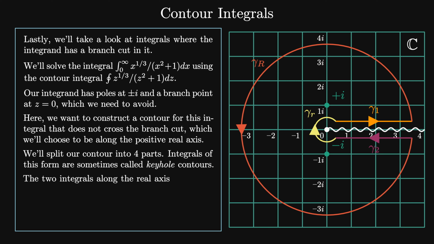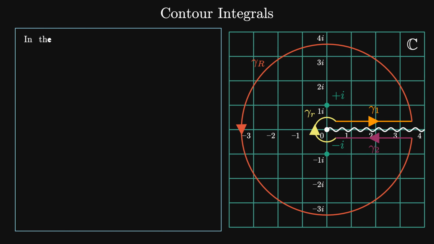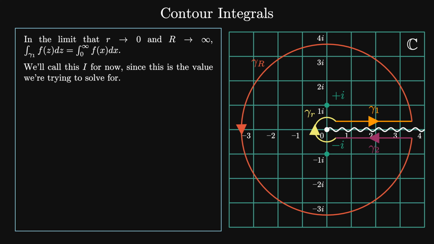The two integrals along the real axis are on opposite sides of the contour, so they don't cancel each other out. In the limit that r goes to 0 and R goes to infinity, the integral along gamma 1 of f of z dz equals the integral from 0 to infinity of f of x dx. We'll call this I for now, since it's the value we're trying to solve for.